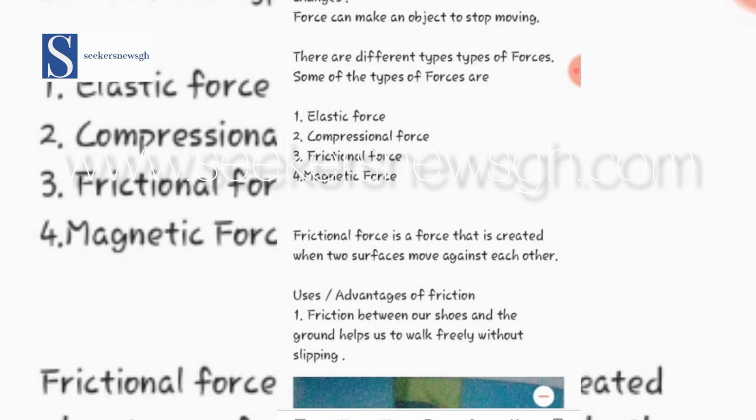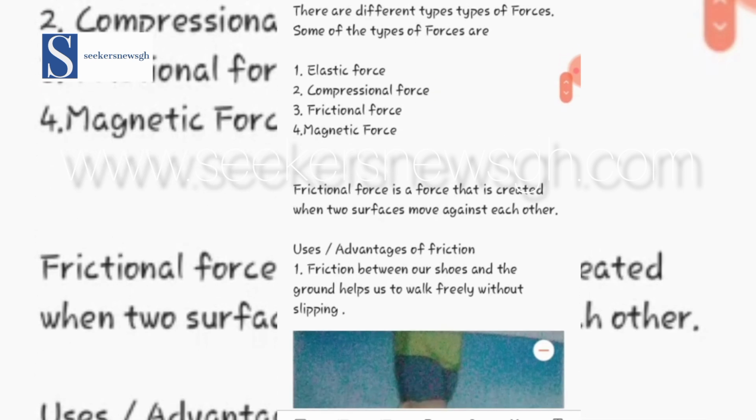Frictional force is a force that is created when two surfaces move against each other. Now try to rub your palm. If you rub your palm up and down, you see when one is going up, one is coming down, your palm becomes hot. That is frictional force. When two surfaces move in opposite directions, frictional force is formed.